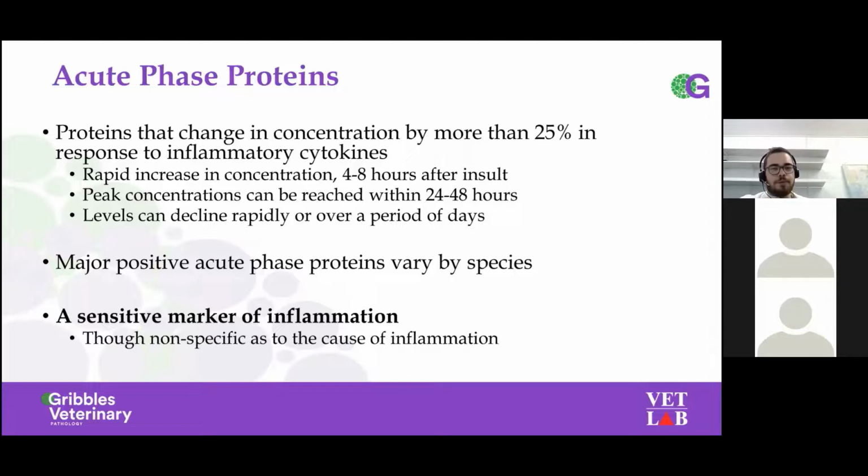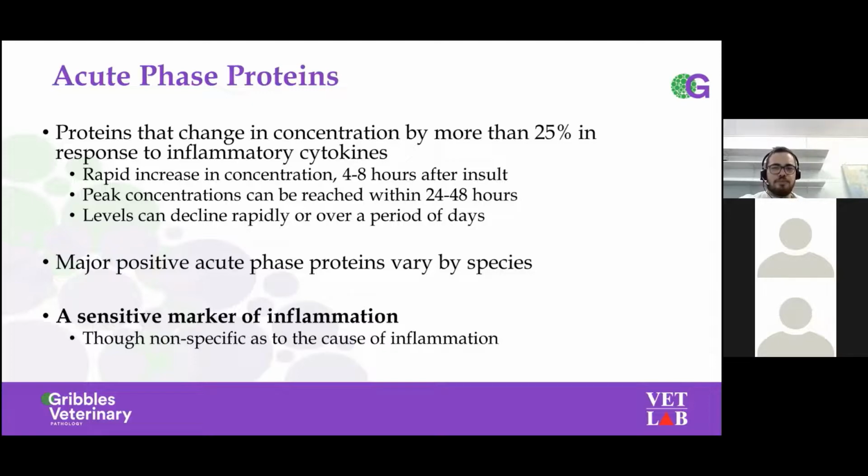They're produced rapidly in response to inflammation. So hours after insult, you can see increases in acute phase proteins. And peak concentrations can be reached within a day or two, and then levels can either decline very rapidly or over a period of days after that inflammatory stimulus is withdrawn or resolved. So they're considered a very sensitive marker of inflammation.